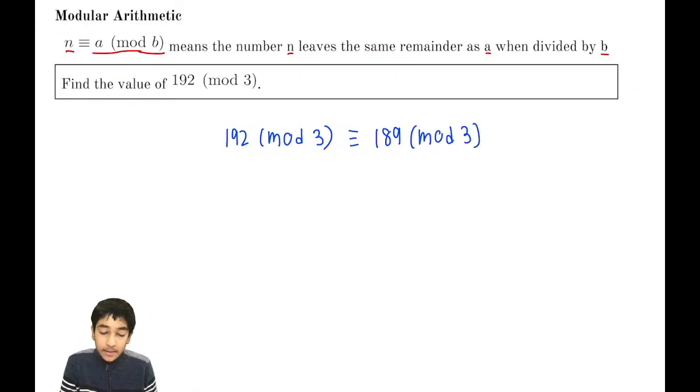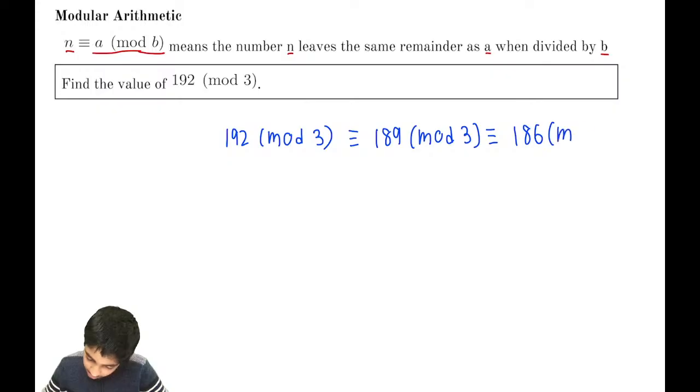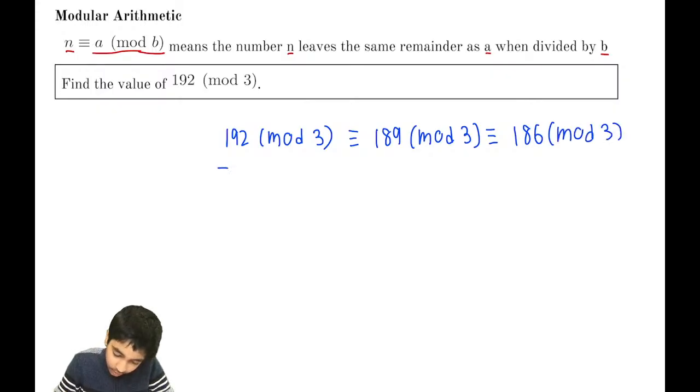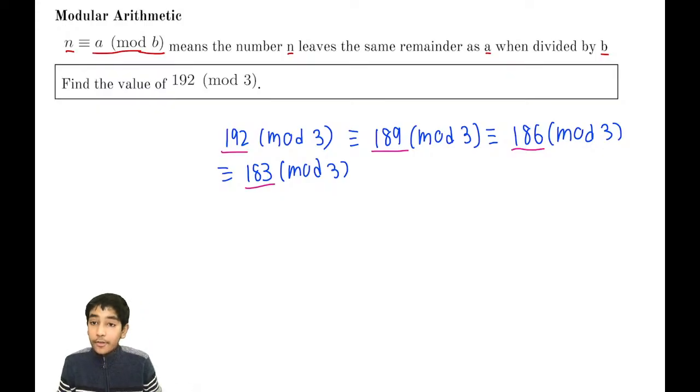Right? Because 192 and 189 are the same mod 3, because we just subtract 3. They leave the same remainder when divided by 3. And 189 mod 3 is also congruent, not equal to, remember, it's congruent to 186 mod 3, which is also congruent to 183 mod 3. So basically, all of these numbers, 192, 189, 186, 183, are all congruent to each other mod 3 because they leave the same remainder when divided by 3.